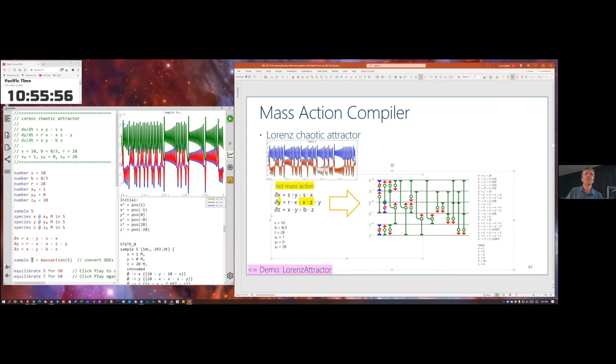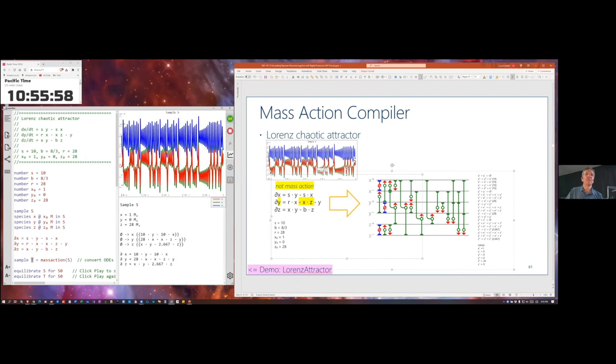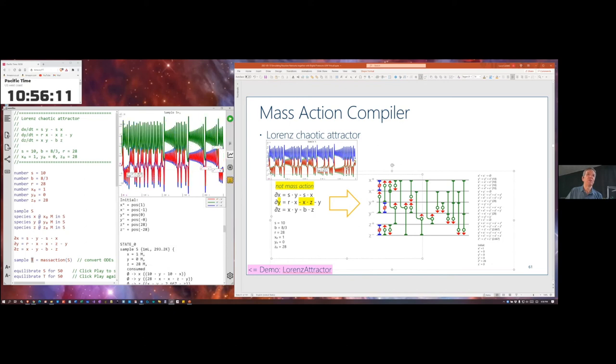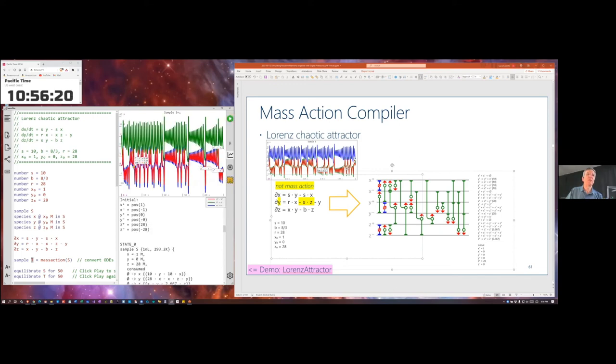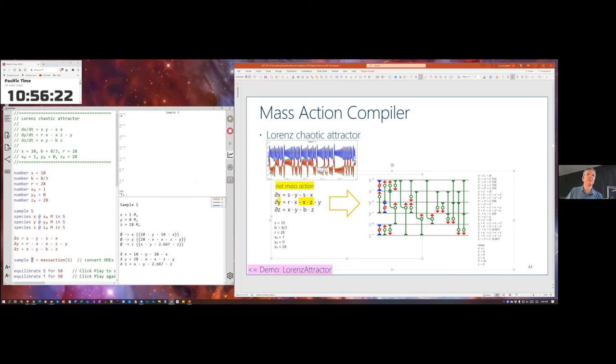It's interesting also because this is actually running, simulating the ODEs directly. And you can see that, look at the red trace. The red trace here up to 10 looks very much like the red trace of the compiled system, almost up to 10. But they become different afterwards. And that's because it's a chaotic system. So up to here, they're identical, but it's a chaotic system.